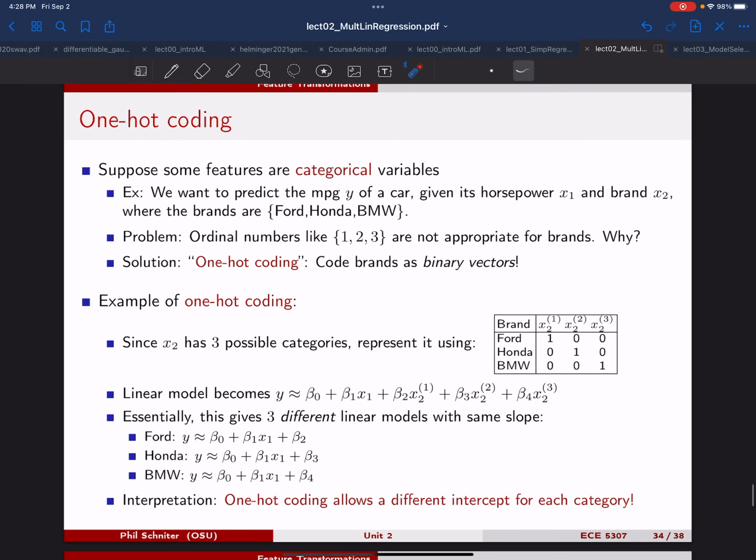So we're going to switch gears for a moment, and we're going to talk about how to deal with what are called categorical variables. So here's an example. Back to the automobile miles per gallon prediction. Let's say I want to predict the miles per gallon of a car given horsepower, X1, and brand, X2, where the brand is something like Ford, Honda, BMW. So how do we represent those brands numerically? Because we need numbers at the end of the day to run our model. So just arbitrarily choose 1, 2, or 3, etc. for the brands. Yeah, so that is one thing we can do.